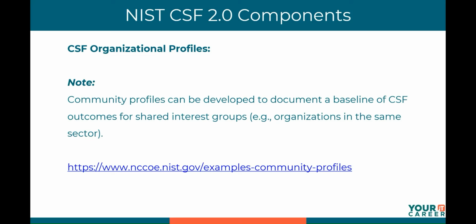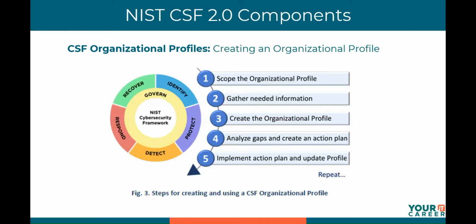And like I said, I'll share links and the files related to this training. Now, how do you create an organizational profile, right? Because you can just say current profile or target profile, but how do you really create that profile? There are 5 steps. 1, you scope it, right? So for scoping, you gather information, you create the profile, you analyze any gaps, and then you implement the action plan. So let's take a look at those 5 steps.